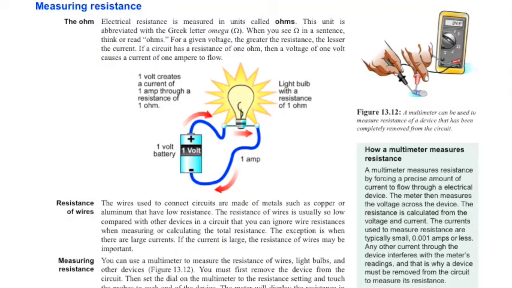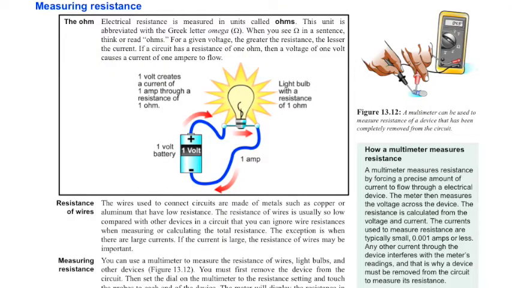Measuring resistance. The ohm. Electrical resistance is measured in units called ohms. This unit is abbreviated with the Greek letter capital omega. When you see the omega in a sentence, think or read ohms. For a given voltage, the greater the resistance, the lesser the current. If a circuit has a resistance of 1 ohm, then a voltage of 1 volt causes a current of 1 ampere to flow.